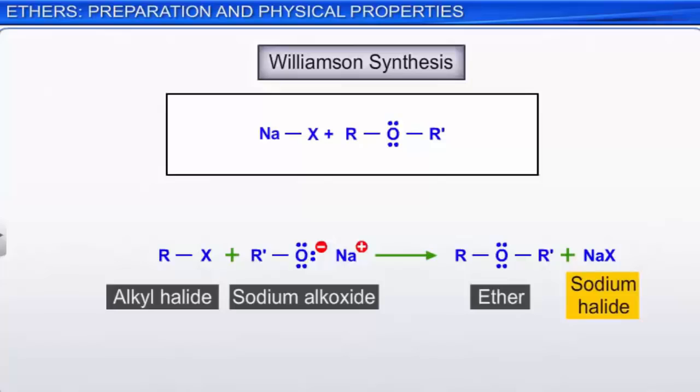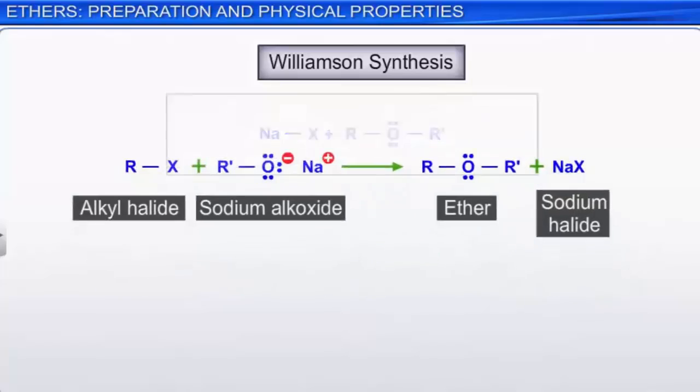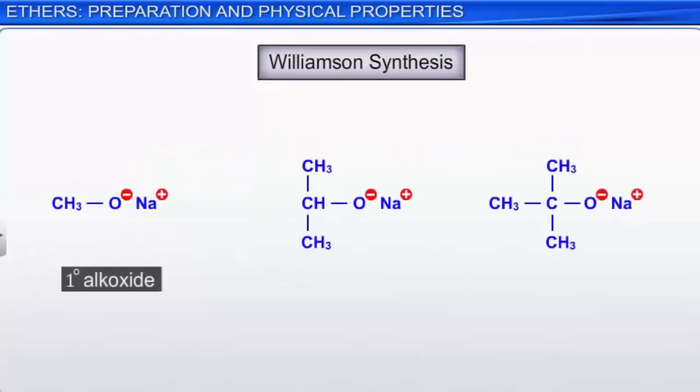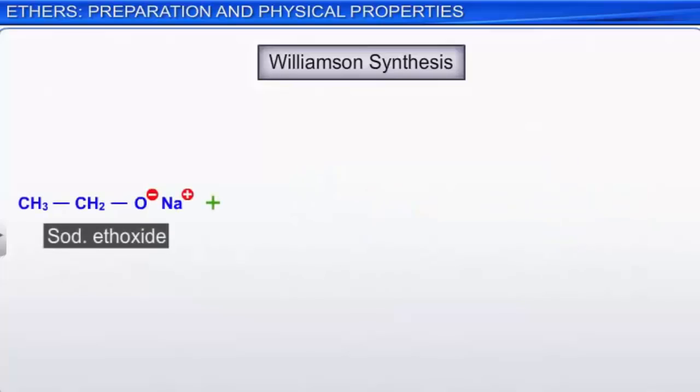The Williamson synthesis works best with methyl or primary alkyl halides. The alkoxide can be primary, secondary, or tertiary in nature. For example, sodium ethoxide reacts with iodoethane to form ethoxyethane or diethyl ether.